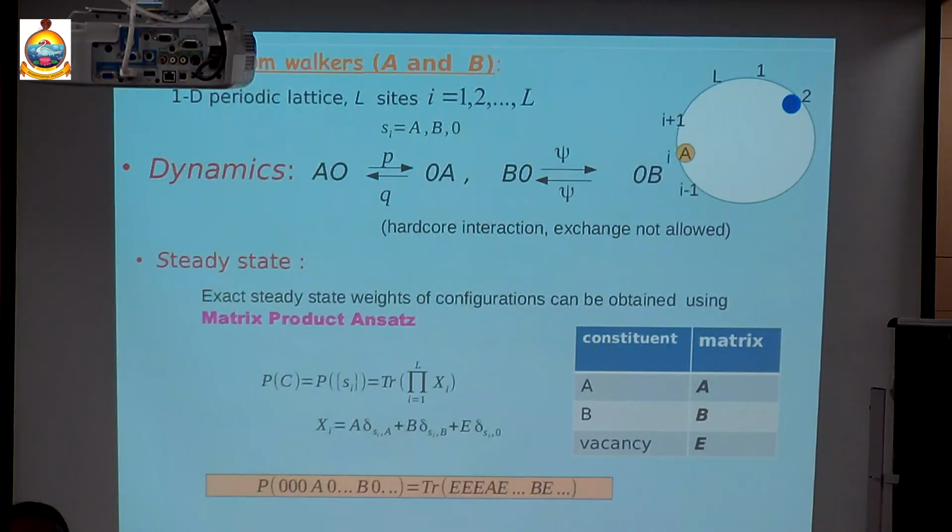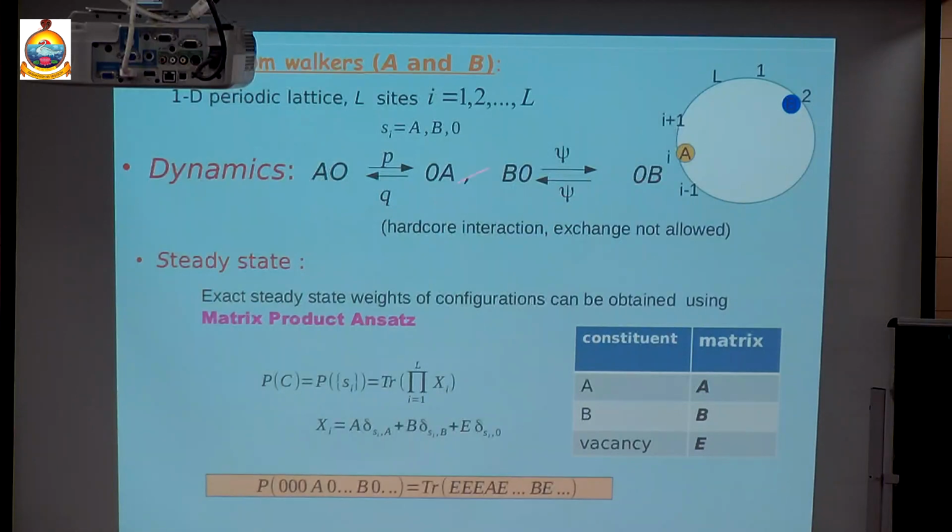So this is statement 1. Statement 2 is that the current of the B particle is the same as that of the A particle. Why? Because they cannot cross. The current is how many turns it will make in one direction, but it cannot make more turns than the other particle because they cannot cross. So the current of A has to be the same as the current of B. These are the two things.